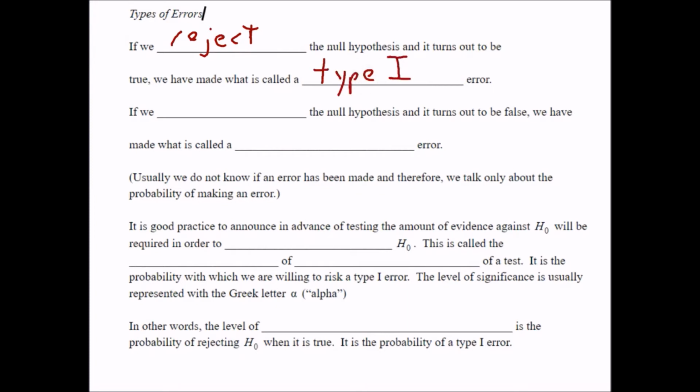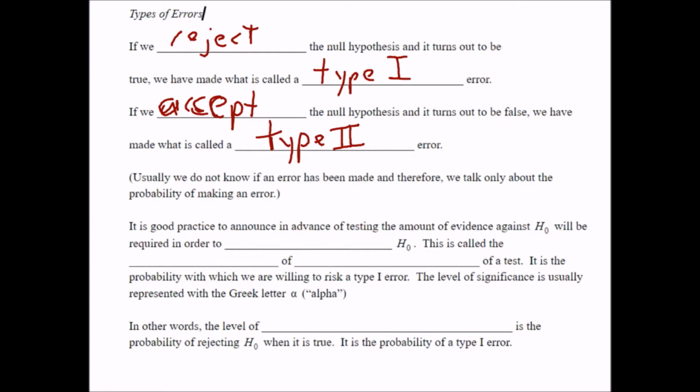And I use a Roman numeral 1. Now, if we accept the null hypothesis and it turns out to be false or wrong, we have made what's called a type 2 error. Now, usually we do not know if an error has been made. Therefore, what we do is we talk about the probability of making an error.